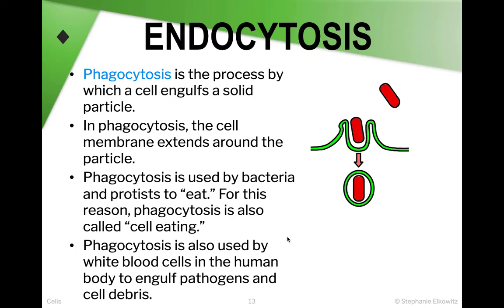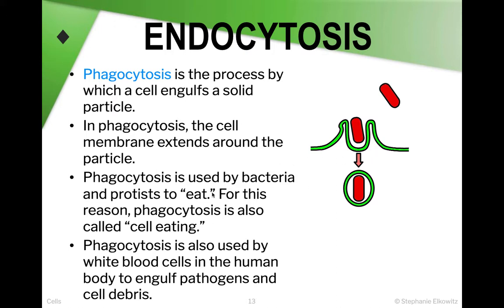The first one is phagocytosis. Basically, in this process, the cell engulfs a solid particle. So basically, here's the thing right here that it's trying to grab, and the cell will extend out and wrap around it and then take it in. You can think about it like the cell is eating it, okay? For this reason, phagocytosis is called cell eating.